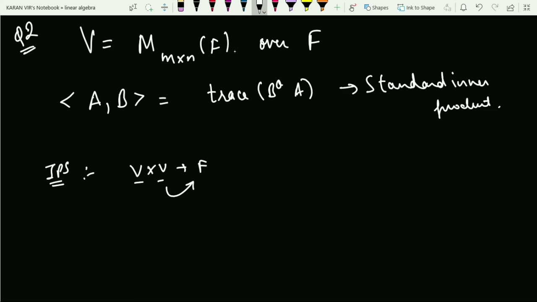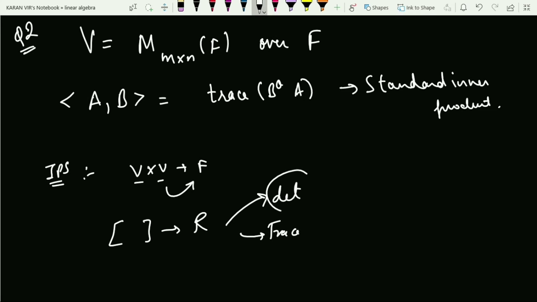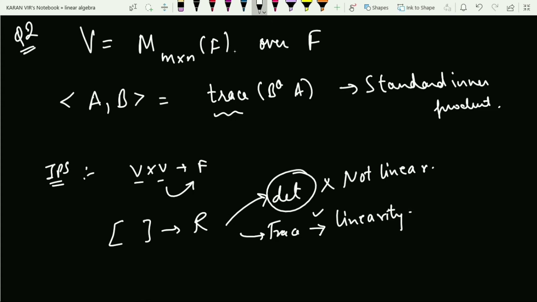From matrices you can go to a scalar either from the concept of determinant or from the concept of trace. But you cannot use the determinant in this case. Why? Because the determinant is not linear, but we need a map which is always a linear map. That is why the motivation behind taking the trace is that it satisfies linearity. I hope it is very clear to you what the motivation is behind defining this map.